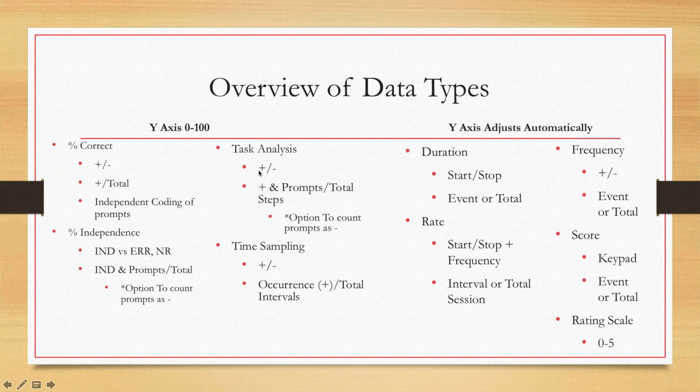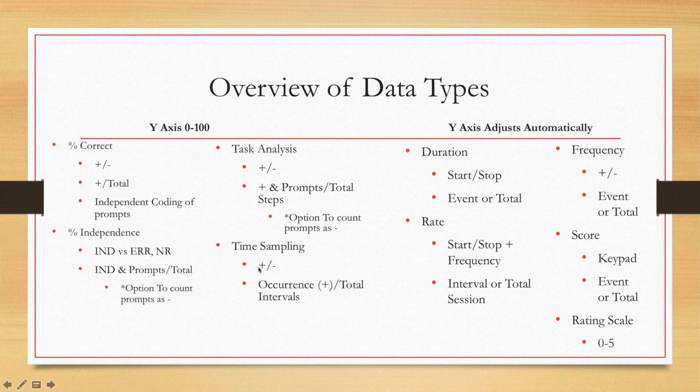The next one we've got is a task analysis. This is just, did they get the step right or did they get it wrong? And the way that we're calculating that is the same as the percent independent. The number of times you get it correct or coded with a prompt over the total number of steps. Now, if you decided that you didn't want prompts coded as correct, which is our default, you also have the option to code them as negative.